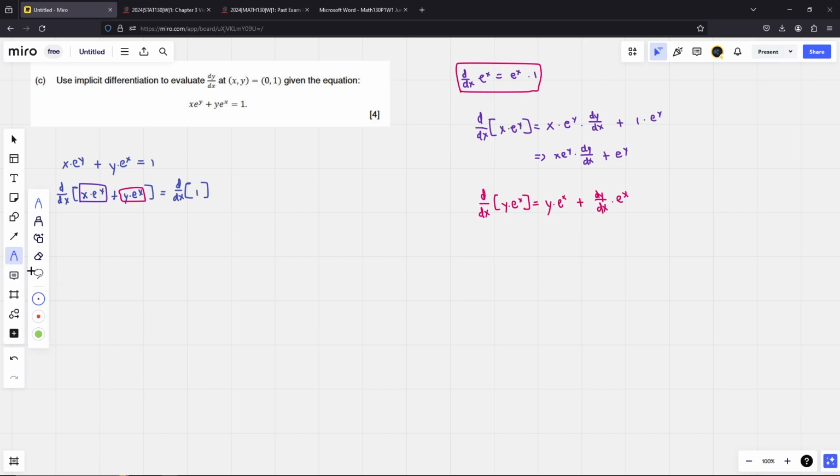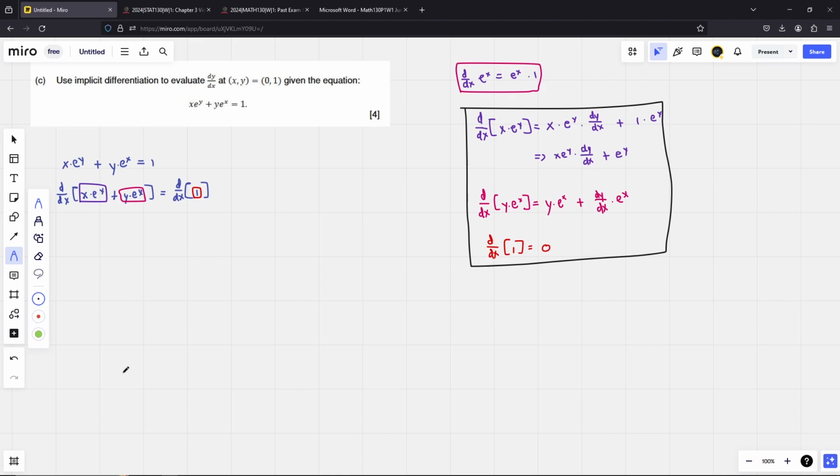Okay, now lastly, let's think about the derivative of 1 with respect to x, and we know that the derivative with respect to anything of a constant is just going to be 0. So now we have 3 important parts of our equation, and we basically have our solution already. So now all I'm going to do is just add all of these things together.